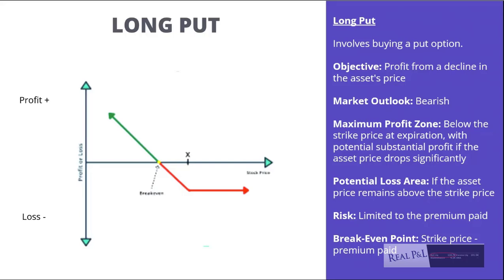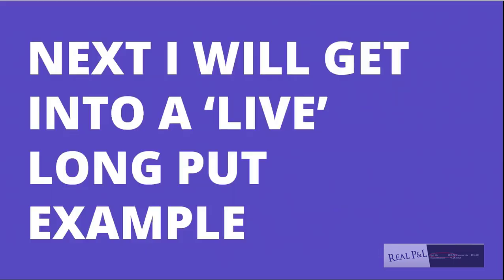The objective is to profit from a decline in the asset's price, and the market outlook is bearish. And you can see the maximum profit zone here, below the strike price at expiration, with potential substantial profit if the asset price drops. So if the price goes to the left, drops, you can see the unlimited potential. Next, I'll get into a live long put example.